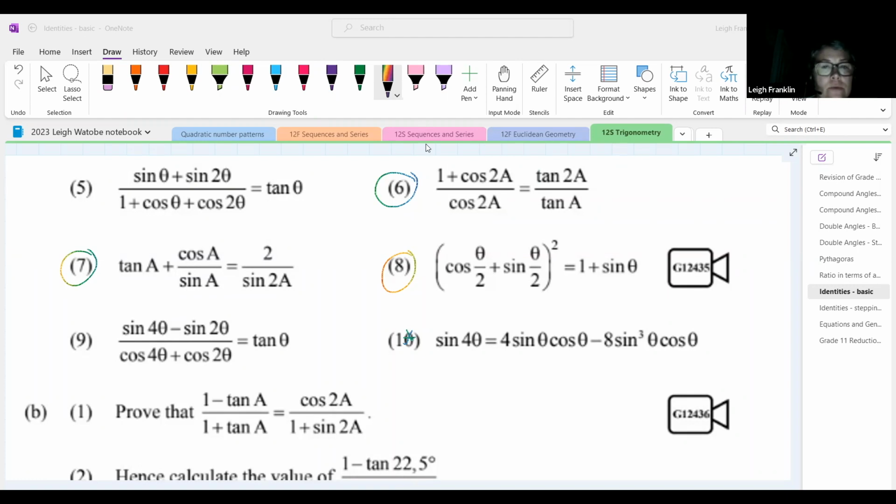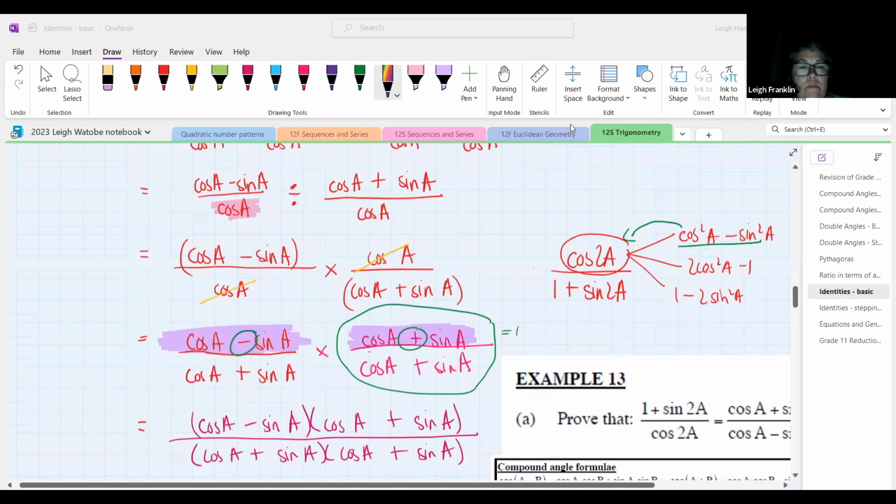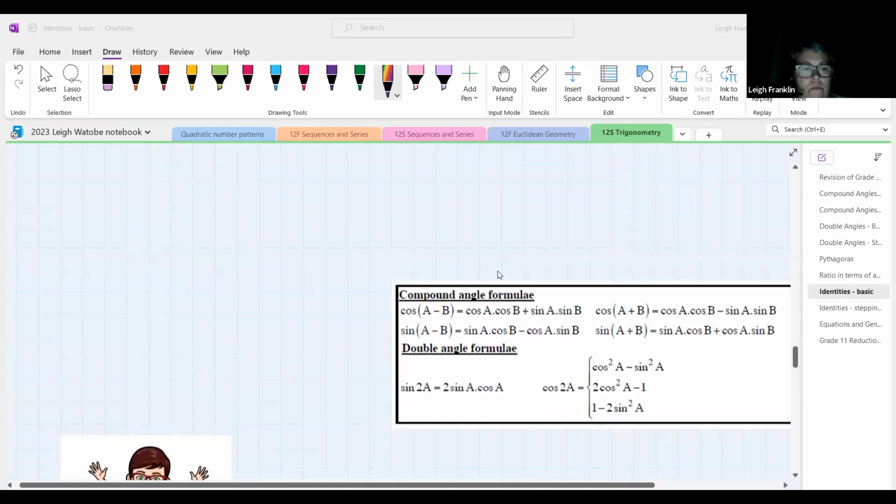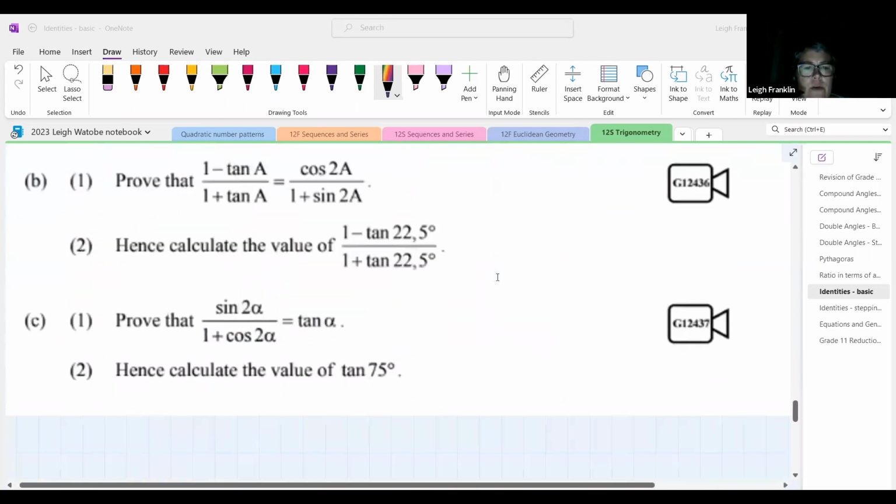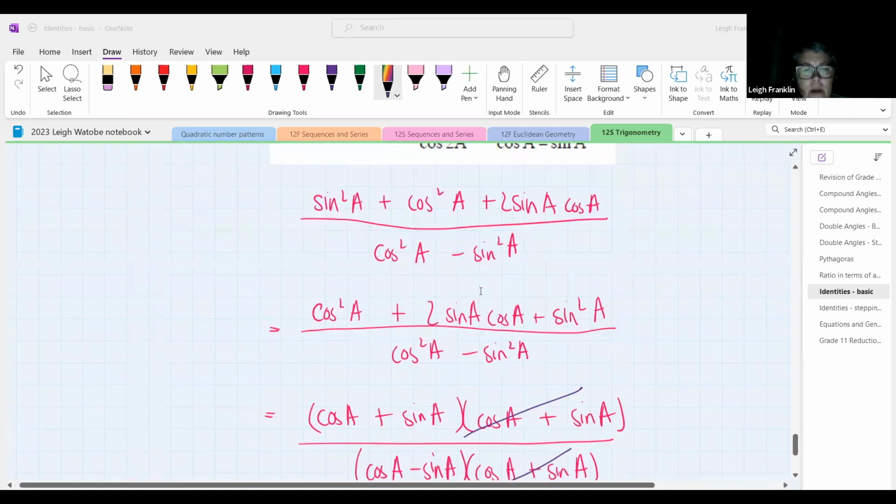Yes, Katlejo. Hello, ma'am. Hi, ma'am. How are you? I'm fine. How are you? I'm fine. Ma'am, can you please explain the third step in the question we just did right now? Sure. Yes, the third step. I don't understand the third step. What is going on? Let me just see where I did it. Okay, so that would be.